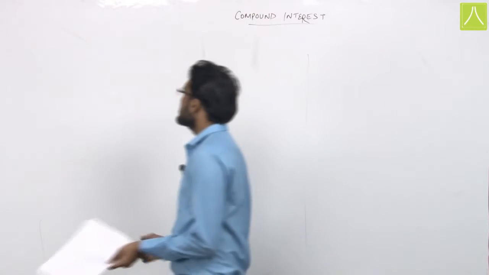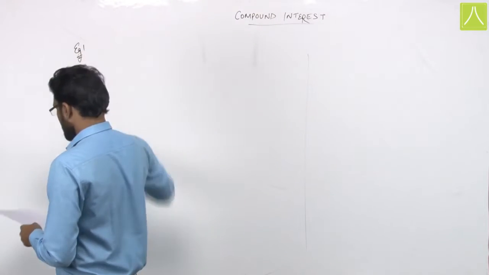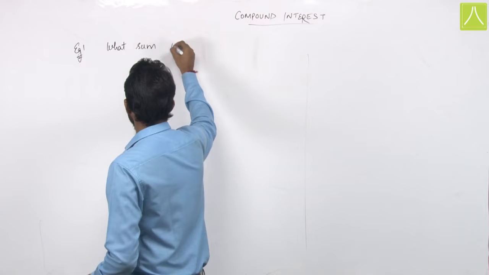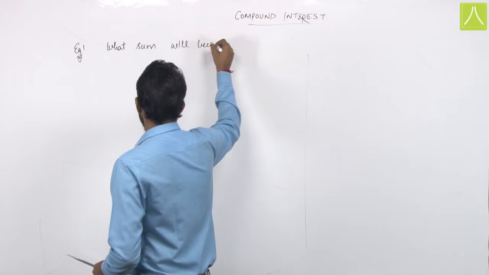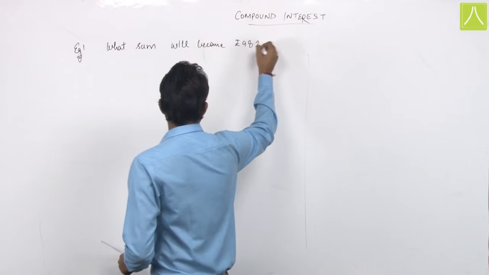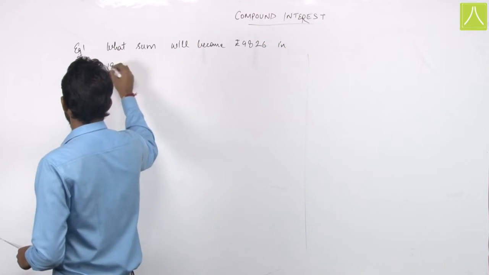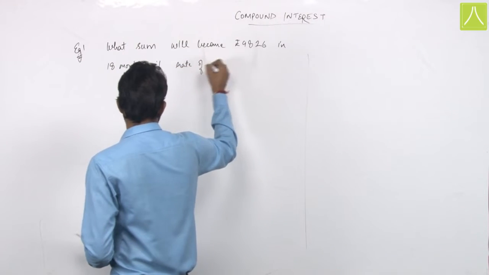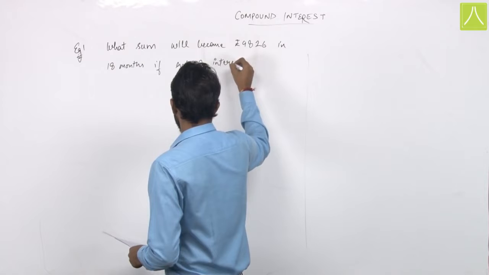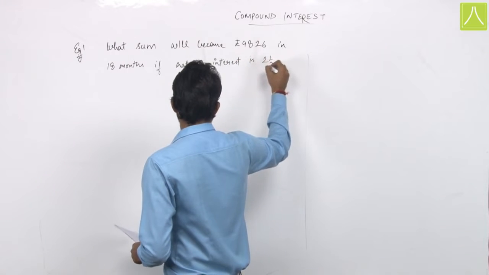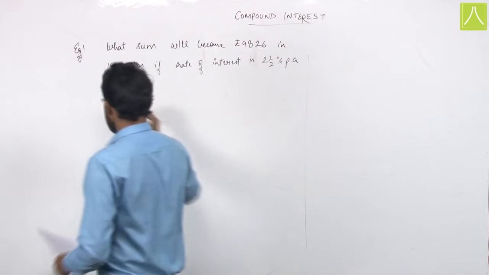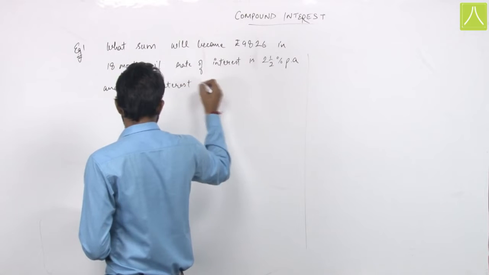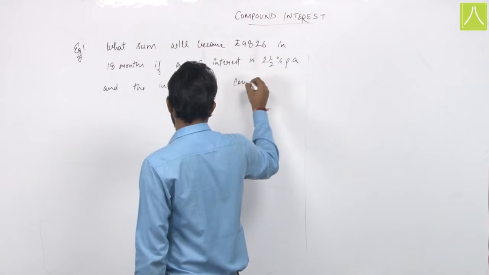Starting with the first example, we have to calculate what sum will become rupees 9826 in 18 months if the rate of interest is 2.5% per annum and the interest is compounded half yearly.